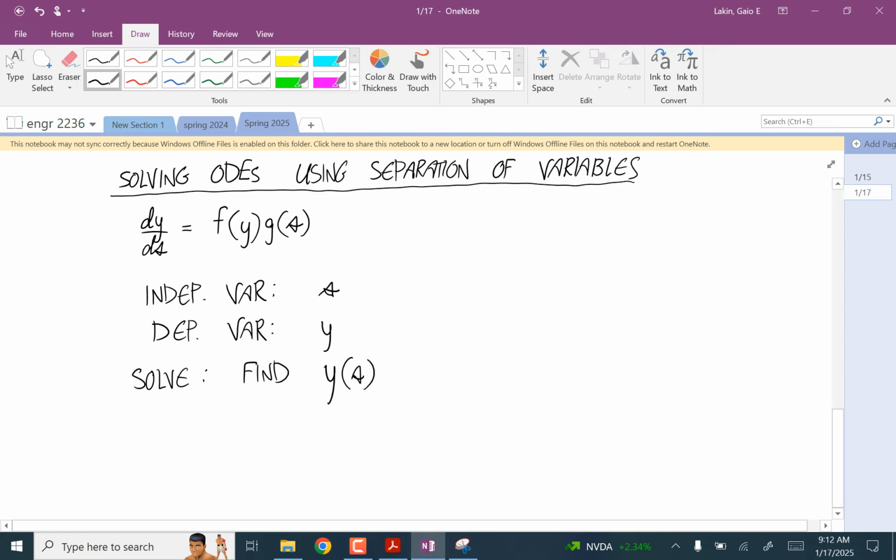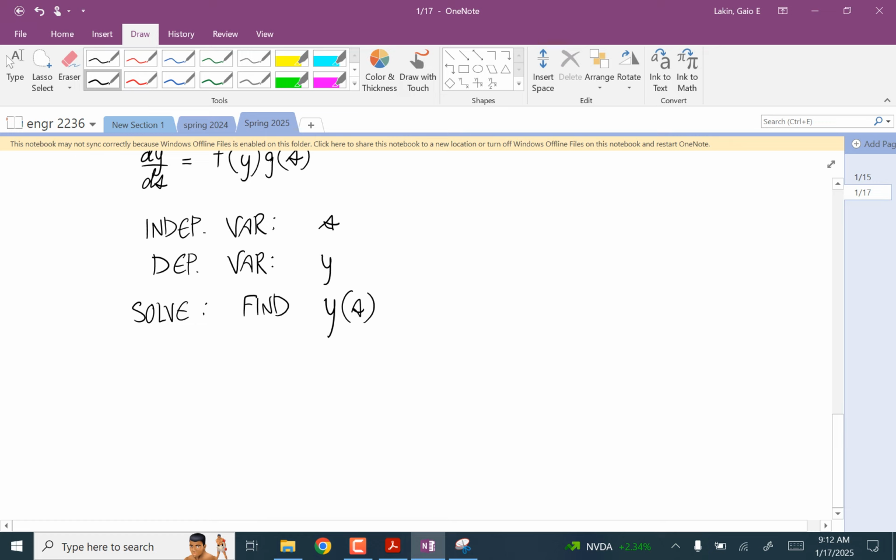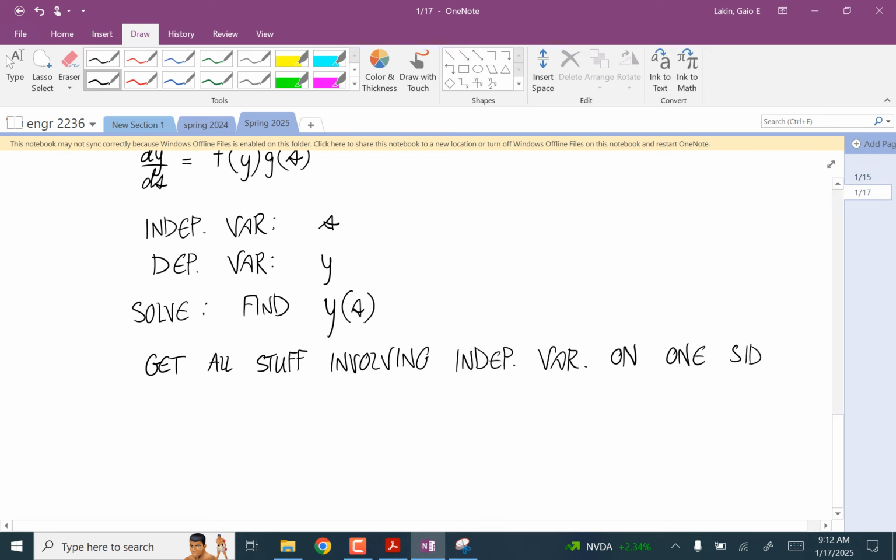And so anytime your differential equation is in a form like this, the way you can solve it is get all the stuff involving the independent variable on one side, get all the stuff involving the dependent variable on the other side, and then integrate both sides.